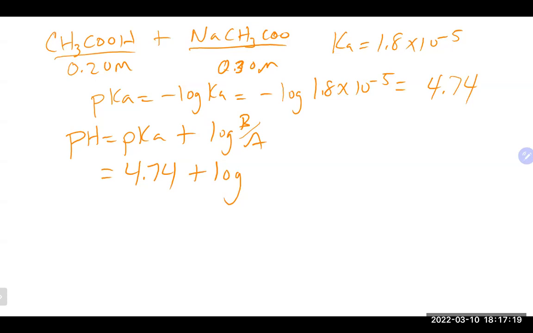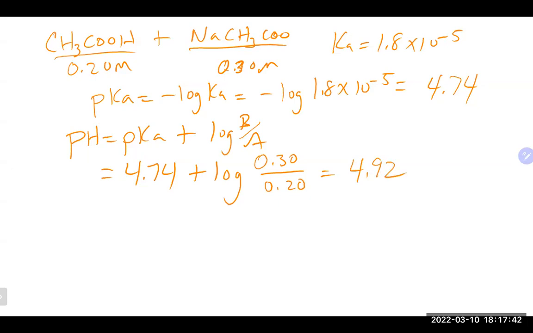Yeah, it is the sodium acetate. The other one is acetic acid, which is a big hint. But the base most likely will have perhaps one less H plus than the acid. So it is going to be 0.3 divided by 0.2, and that should get us 4.92, I think, is what we end up with there.